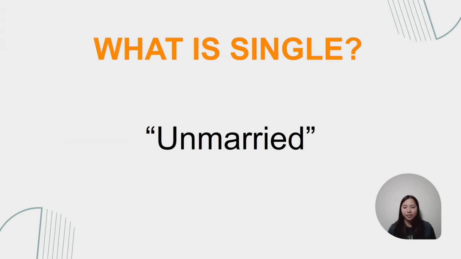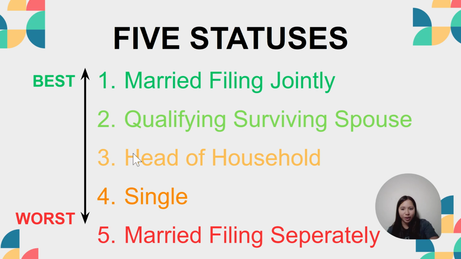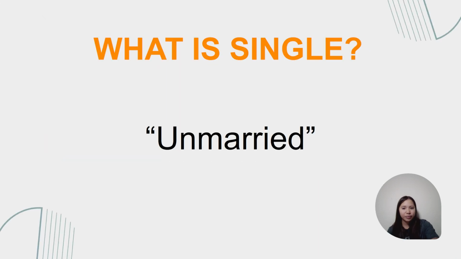So, what is single? Single is unmarried, and single is a filing status towards the middle of the pack. Right, number 4. So it's the second worst filing status you could choose. When you are unmarried and you don't have any other standards that you meet, you are classified as single and you would file under the single filing status.